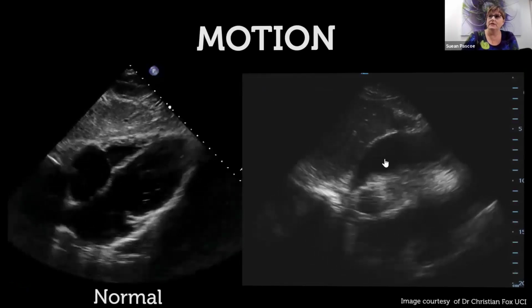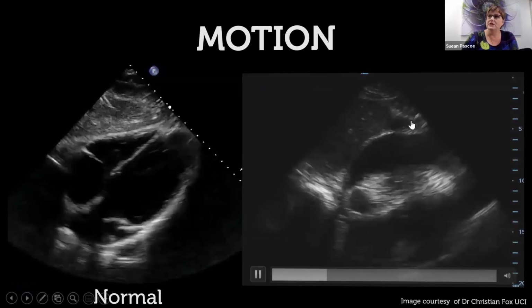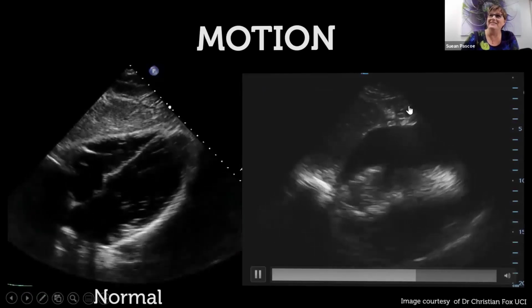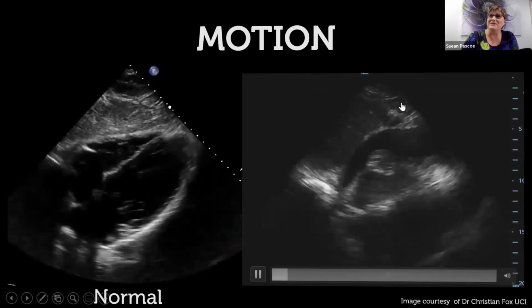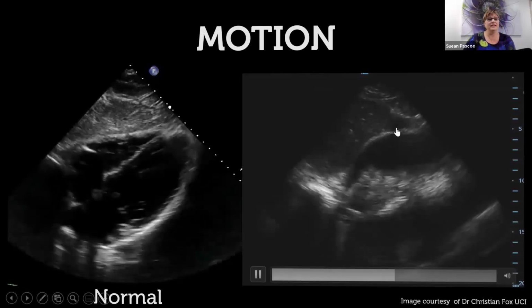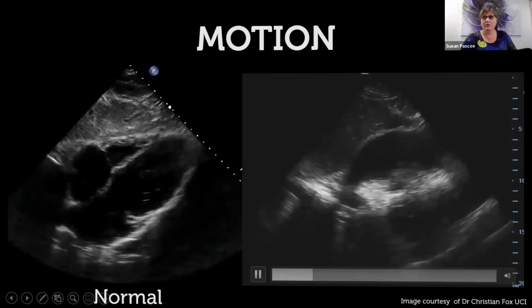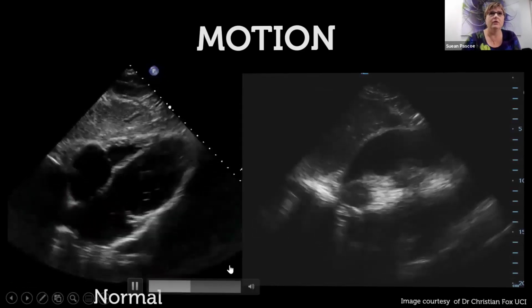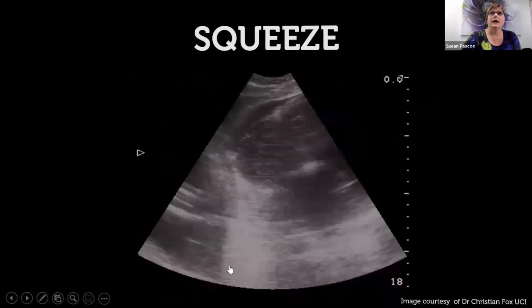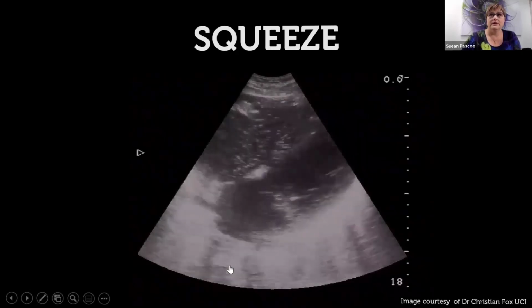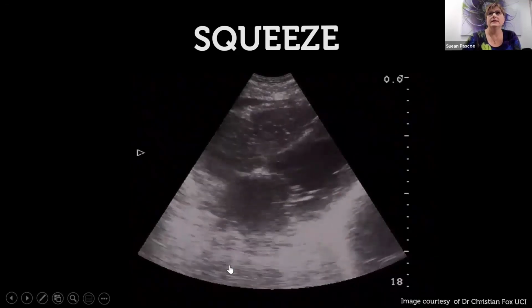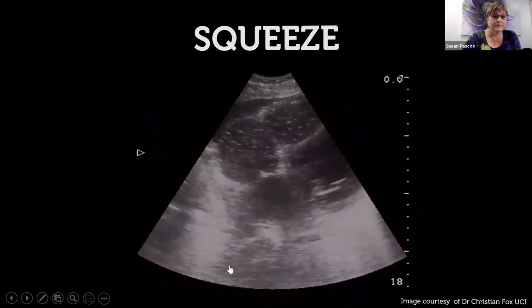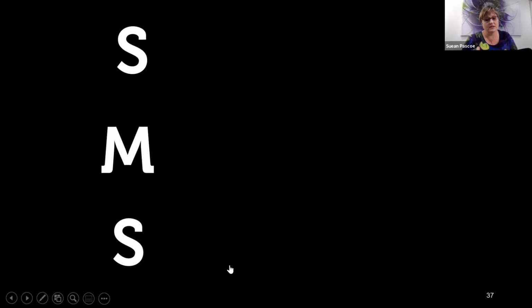Some people describe this like, imagine, I've seen an animation, I wish I could do it. But anyway, they've got this little man jumping up and down like they're jumping on a trampoline. So when you see the free wall of the right ventricle jumping around like that, there's something definitely wrong. And then, of course, when there's no squeeze at all, in this case, we can see cardiac standstill. So that's the quick tiki tour of how to evaluate the heart using just B mode.